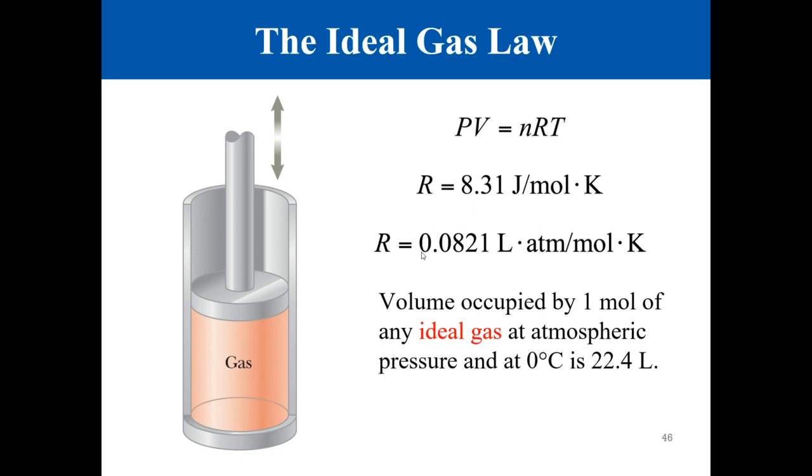Now, as we speak about gases, another relevant piece of information: 1 mole of ideal gas at atmospheric pressure and at 0 Celsius will occupy a volume of 22.4 liters, regardless of the gas, whether it is oxygen, hydrogen, argon, you name it. All gases will have this volume per mole at atmospheric pressure and at 0 Celsius.